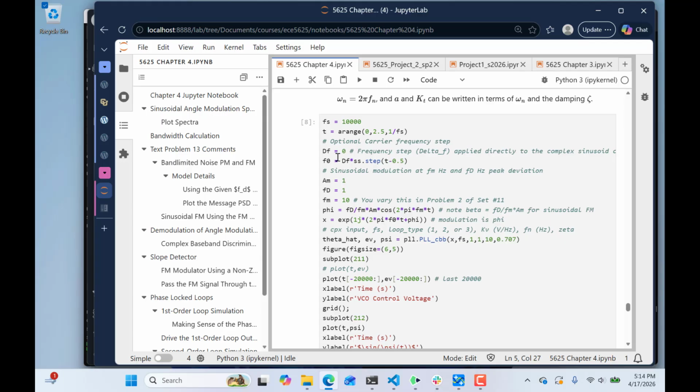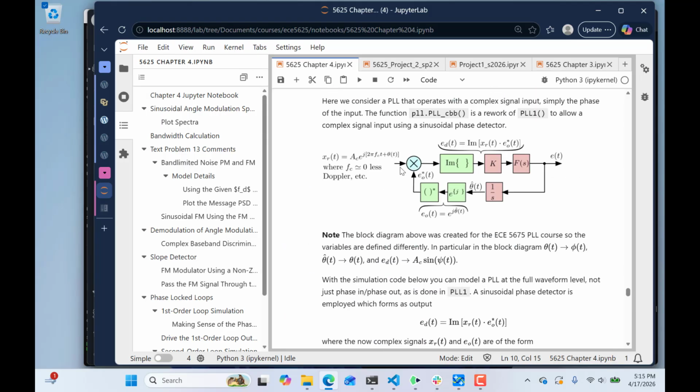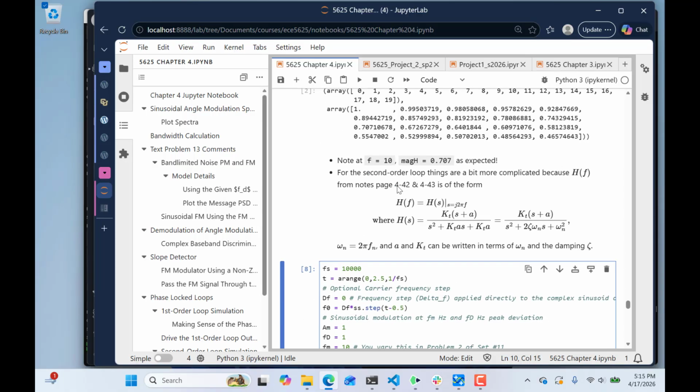I'm not going to put in any frequency steps or anything. I'm just going to start off by putting in pure modulation. So this is the message I'm putting in. This is FM modulation. I'm putting it on a carrier frequency F0, and then I'm going to add to it some modulation. And that modulation is embedded inside of phi here. And this is just the constants associated with the FM modulator. So this X is coming in over here as the input, complex sinusoid.